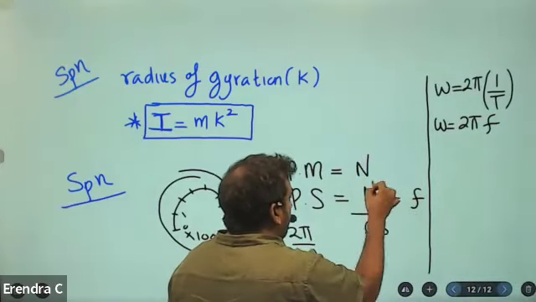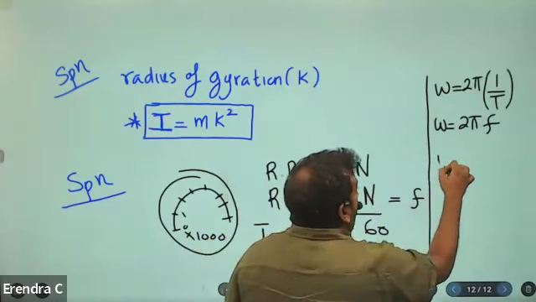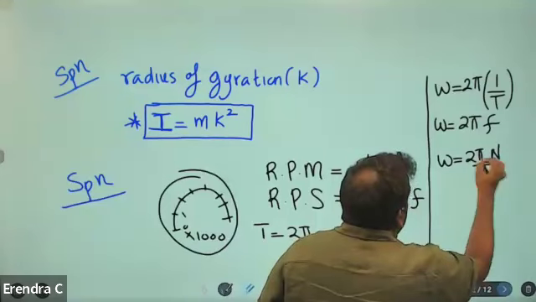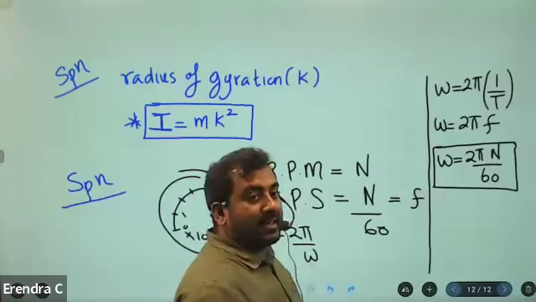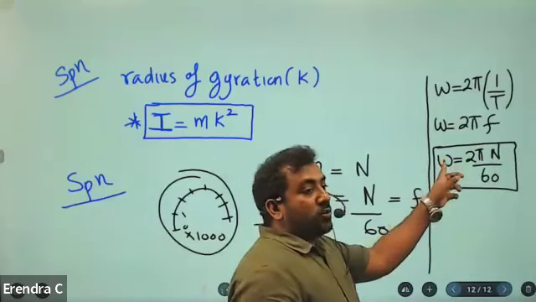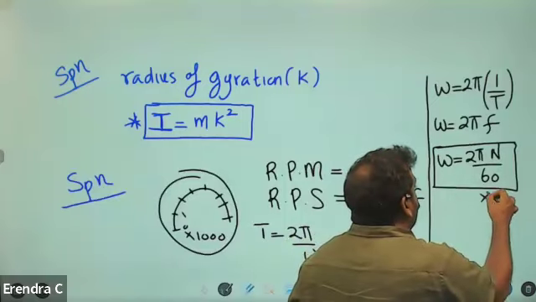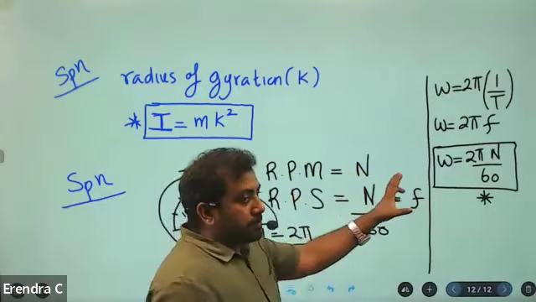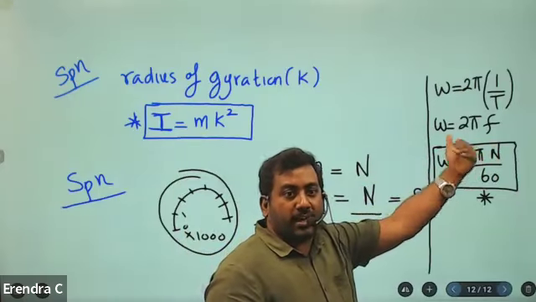What is your frequency? N over 60. What is N? RPM. Omega equals 2 pi N over 60. So if they give you revolutions per minute, quickly you can convert to omega using this equation. You can directly use this equation to convert it to what? Omega. If it's revolutions per second, then omega equals 2 pi f. Quickly you can get your answer.